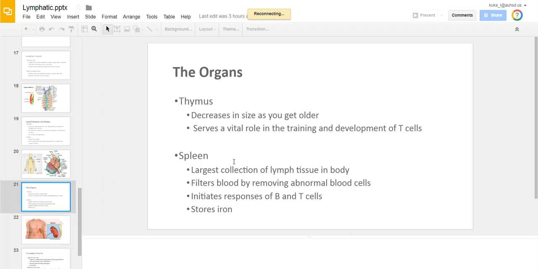Your spleen, which is on the next slide, I'll show you a picture of it. It's off to the side of your stomach. That's the largest collection of lymph tissue in the body. It filters blood by removing abnormal blood cells. And then it also initiates responses of your B and T cells. So again, if your body detects an infection, it will let the body know and will start making more B and T cells, or kind of trigger their maturity. It also stores a lot of iron.